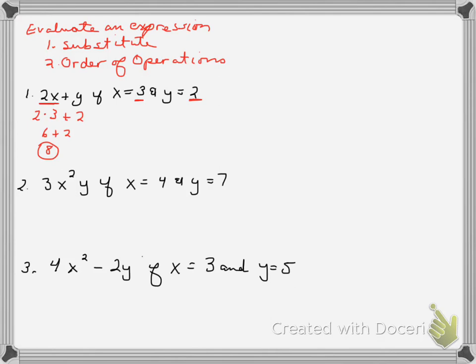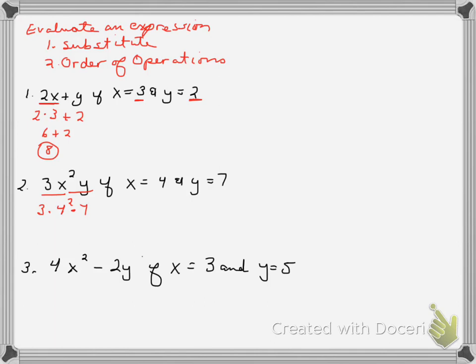Another example, plugging in a 4 when I see an X and a 7 when I see a Y. I've got 3. Now notice what's happening here. I'm multiplying by X, or 4 squared. 3x squared y. And again, I'm multiplying, because they're next to each other, by the Y value, which in this case is 7. So in this one, that's how I would substitute.